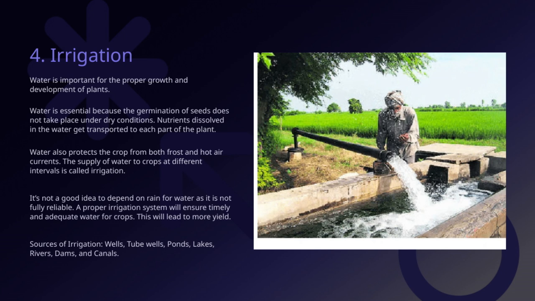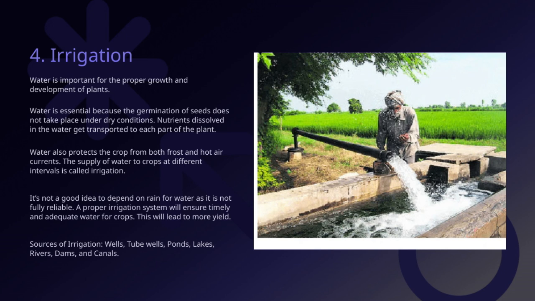Water also plays a protective role for crops. It helps shield them from frost and hot air currents, creating a more stable environment for growth. When we talk about providing water at different times, we call this process irrigation. It's vital because seeds need moisture to germinate. Without water, seed germination simply doesn't happen.